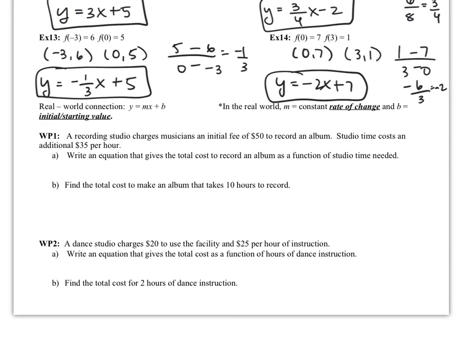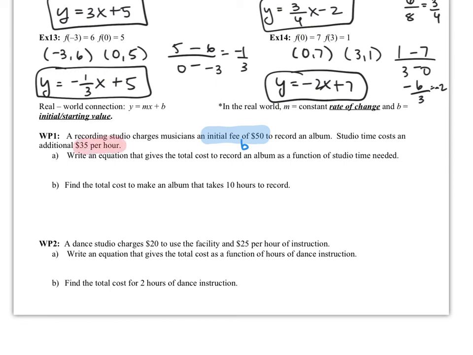We've just got two quick word problems. We've actually been working a lot with word problems like this, so this shouldn't be too new. Our real-world connection is that slope is going to be our constant rate of change, and our y-intercept is going to be our initial or our starting value. So in our recording studio, it says that it charges musicians an initial fee of $50 to record the album. So since that's my initial fee, that's going to be my b value. And studio time costs an additional $35 per hour.